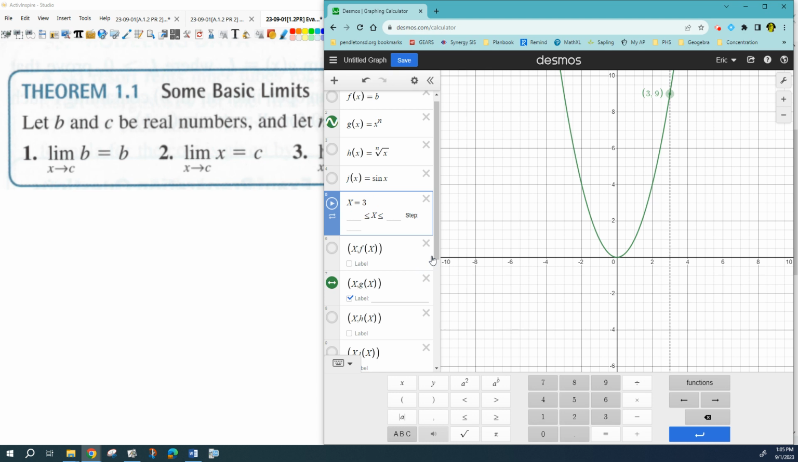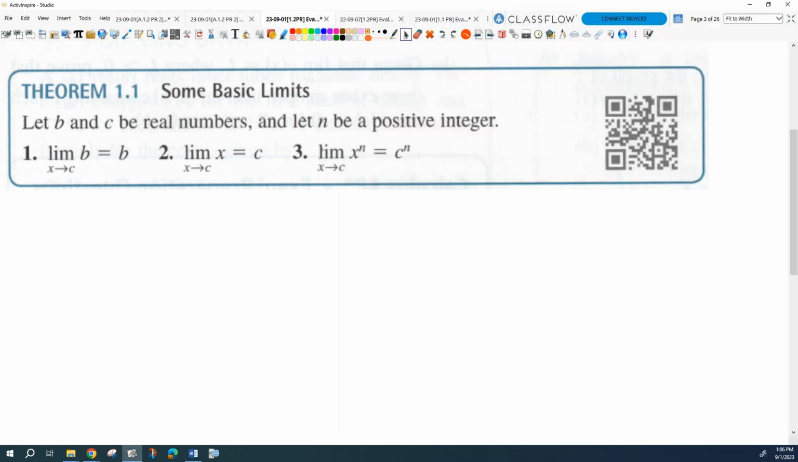Okay, that would work for any power of x, not just x squared. And so we know, therefore, that the limit of x to the n as x approaches c is just c to the n. I'm just going to directly evaluate. I'm just going to plug in that value I'm approaching for x. That's the answer. Okay?